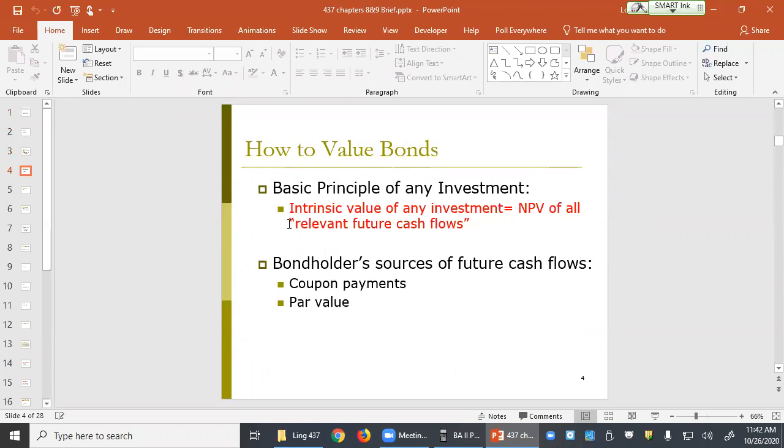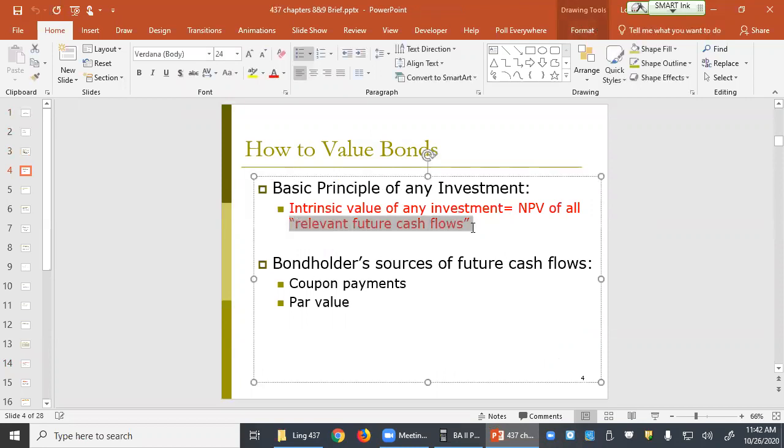Once I identify all of the relevant future cash flows related to this investment, then I discount all of the future cash flows back to net present value. This net present value is the price of my investment, the intrinsic value of the investment. And this can be any investment. It can be a bond, a note, a share of stock, common stock or preferred stock. The fundamental is always the same.